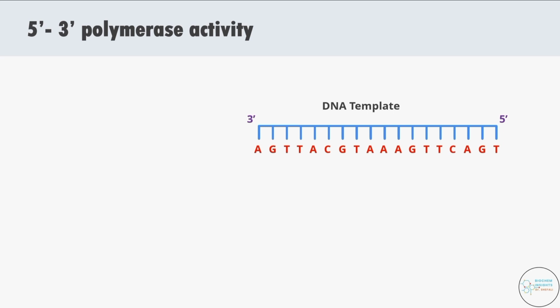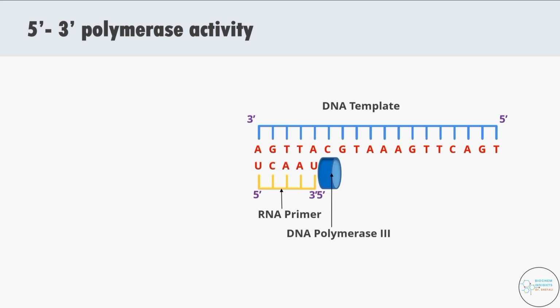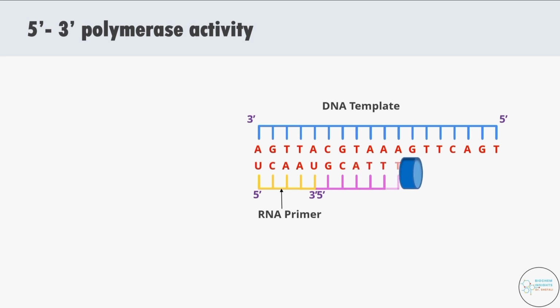So first, the RNA primer reads the template strand in 3' to 5' direction and adds nucleotides in 5' to 3' direction, just a few. Now using the 3' OH of the primer, DNA polymerase 3 also reads the template strand in 3' to 5' direction and synthesizes a new strand in 5' to 3' direction by adding corresponding nucleotides to the 3' end of the growing chain.